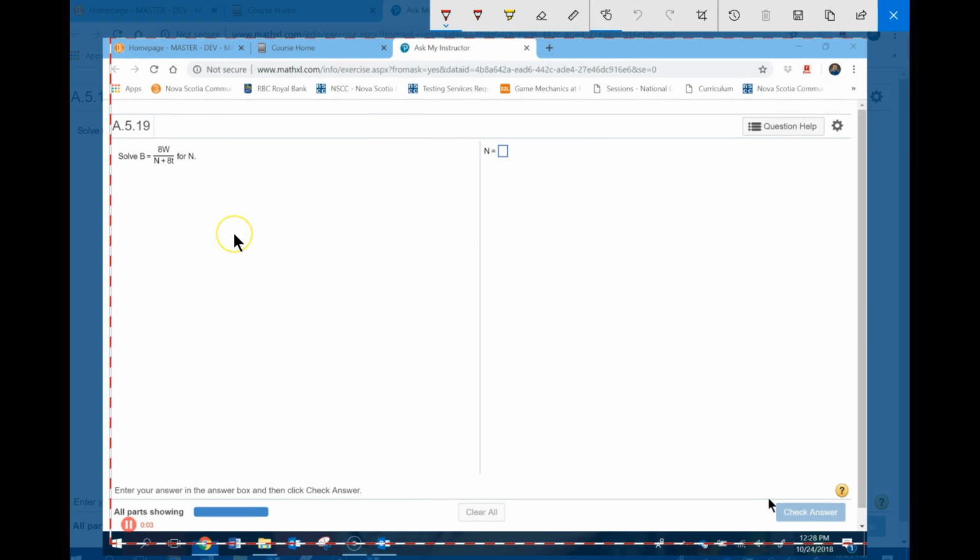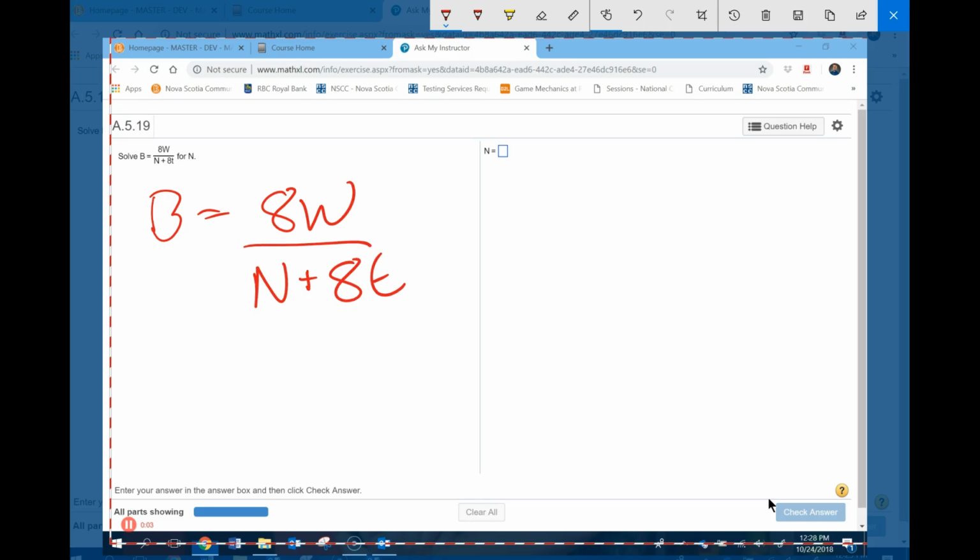So we've got to get n by itself. Now the first thing I always do whenever I have this type of fractiony deal is eliminate the fraction. And the easiest way to do that is to multiply both sides by whatever this fraction is. So let me write it a little bit bigger so you can see. We're starting with b equals 8w over n plus 8t, and we want to get n by itself. So it's sometimes a good idea to highlight that so we keep track of it.